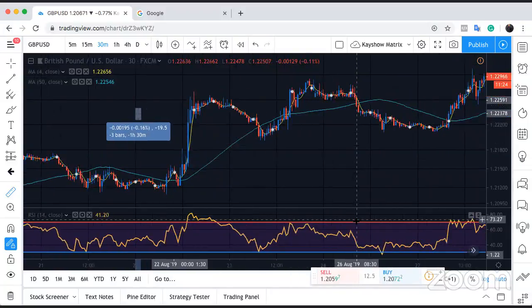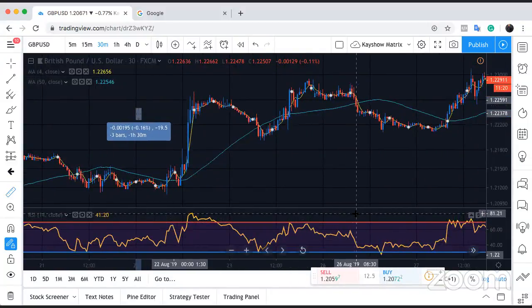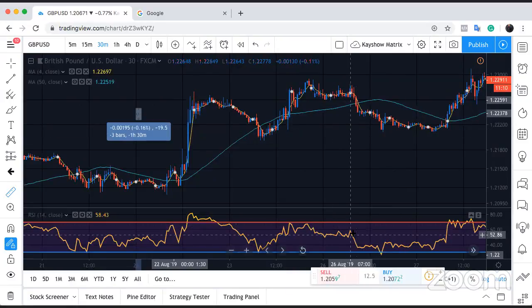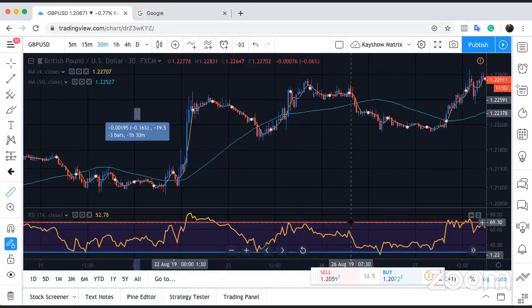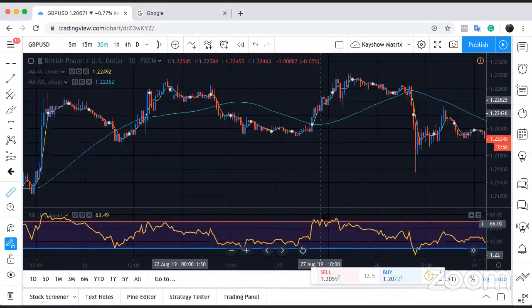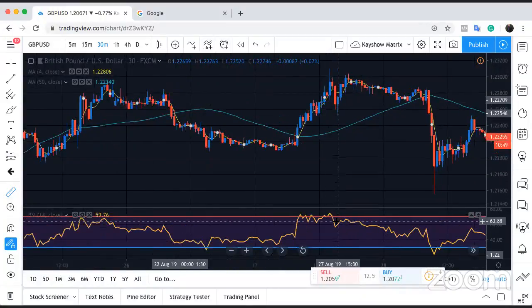When it gets here, you can see nothing really happened. If you're using the RSI to trade, you would not have entered the trade at this point. Although it went into a sell, you would not have entered because your RSI rule says this price must touch the top here to show me that it has gone into overbought already. You can see this part, overbought, overbought. You will not enter until you see the price start coming down, and you enter at this point, you sell and you make your money.